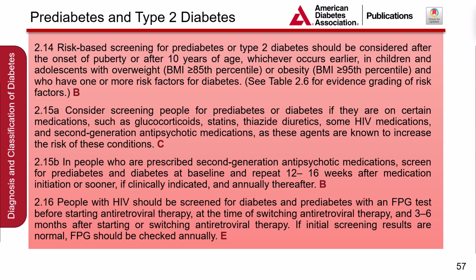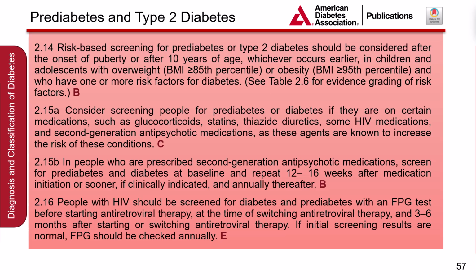2.15a. Consider screening people for prediabetes or diabetes if they are on certain medications, such as glucocorticoids, statins, thiazide diuretics, some human immunodeficiency virus medications, and second-generation antipsychotic medications, as these agents are known to increase the risk of these conditions. Level of evidence C. 2.15b. In people who are prescribed second-generation antipsychotic medications, screen for prediabetes and diabetes at baseline and repeat 12 to 16 weeks after medication initiation or sooner, if clinically indicated, and annually thereafter. Level of evidence B.